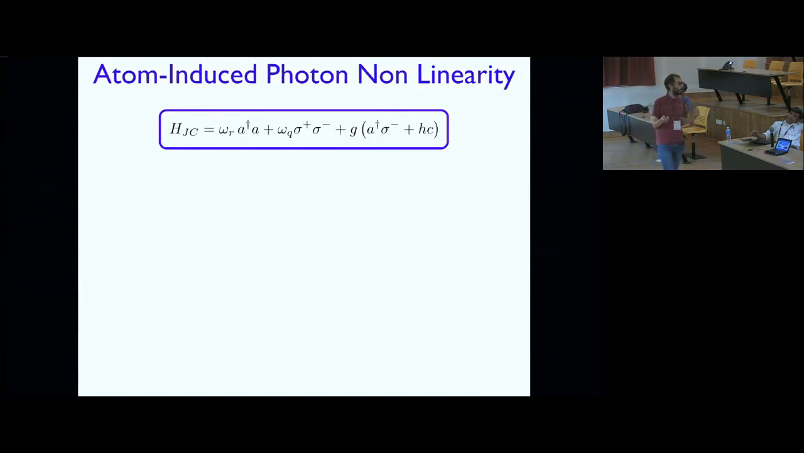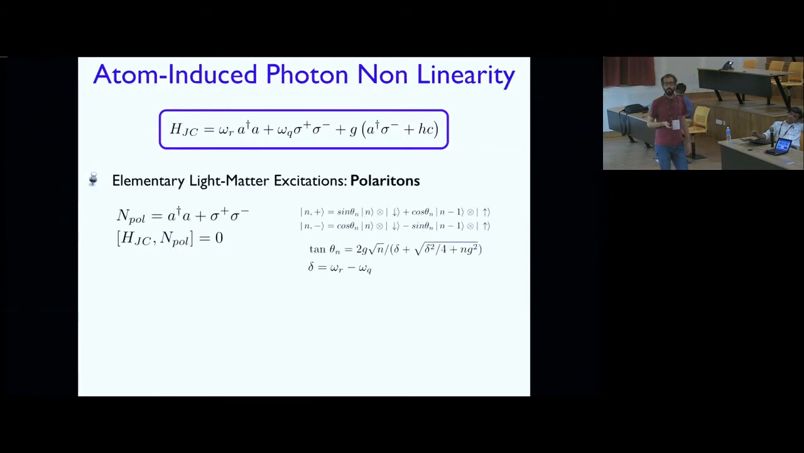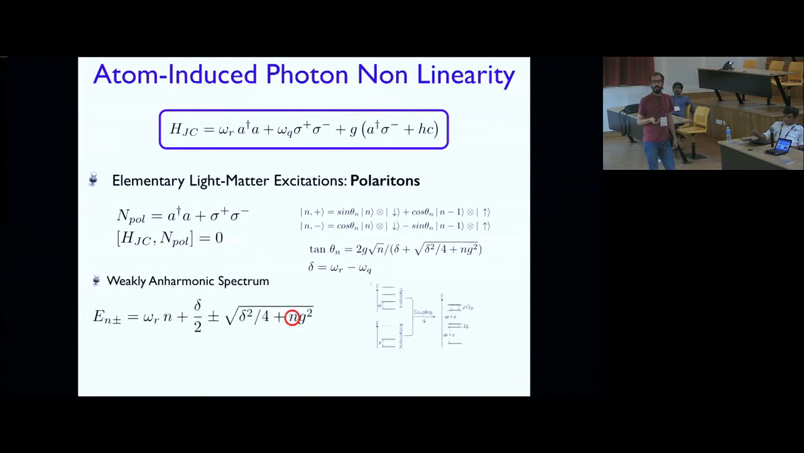Let me just give you the basic physics which is behind this model. This linear hybridization between photon and qubit makes it very easy to find the excitations of the system. These are so-called polaritons, so mixed light matter particles. And the degree of mixture is, of course, given by how far away they are in frequency. The important point is that if you look at the spectrum of this model, due to this linear coupling, the usual harmonic oscillator ladder now gets corrected by a square root of n, so the levels are not anymore equally spaced.